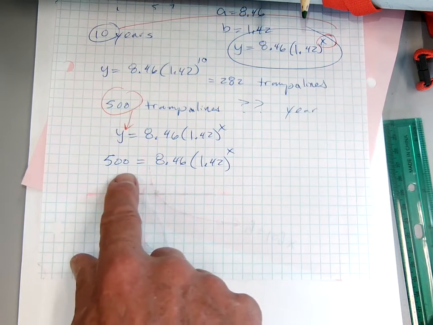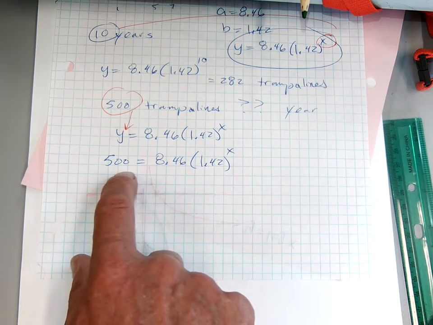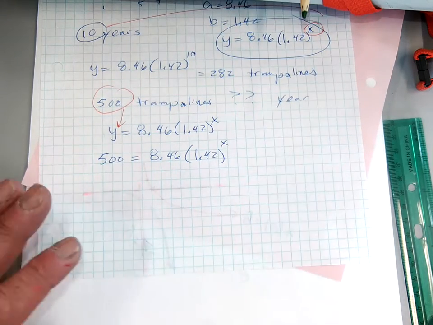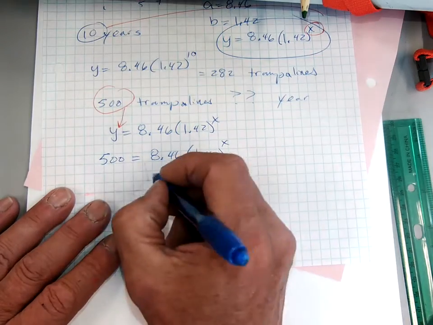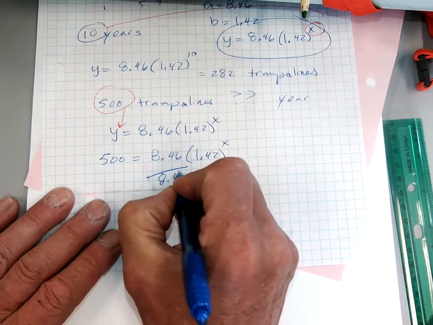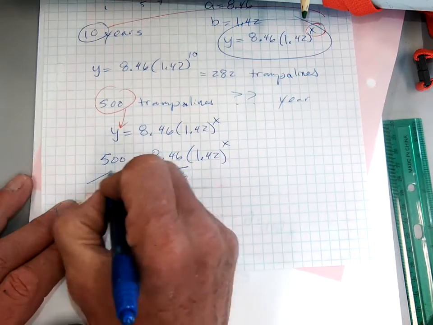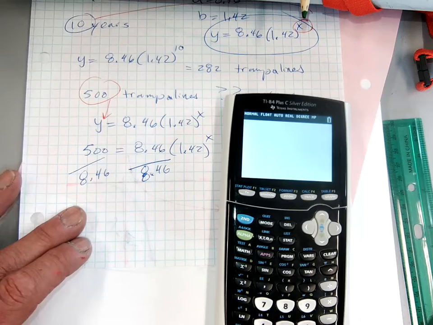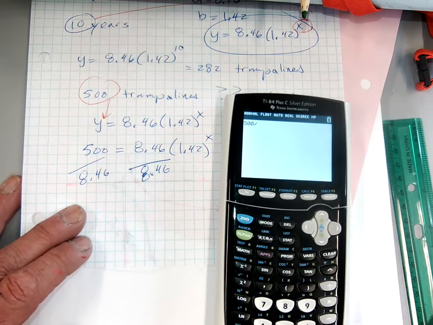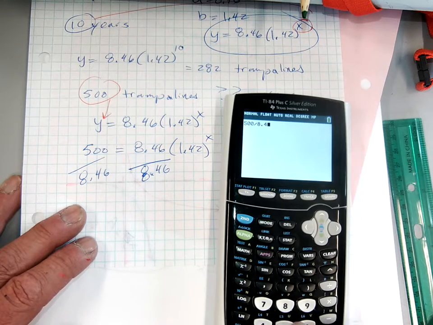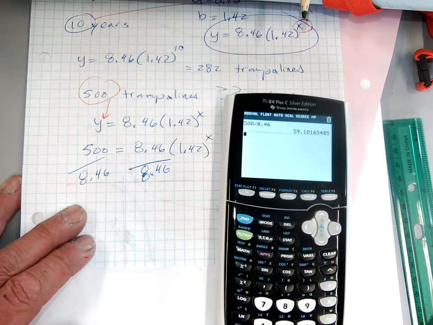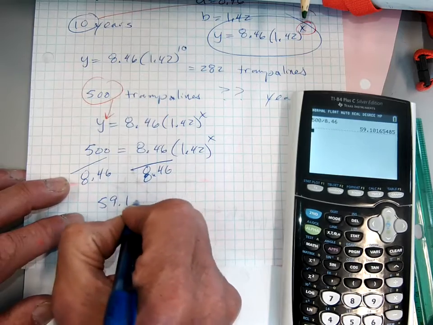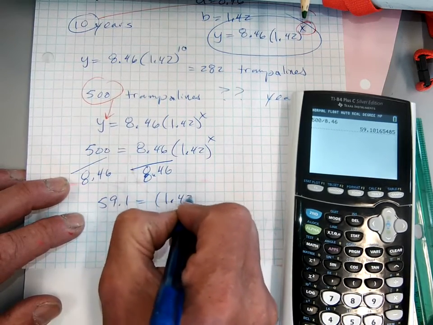All right. To solve for x, first I'll divide. You okay with that? The first step is to divide both sides by 8.46. On my calculator, I'm going to go 500 divided by 8.46. I'm going to keep this number in my calculator. It's about 59.1. So I got 59.1 equals 1.42 to the x.